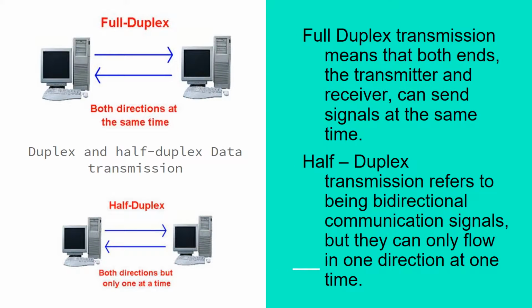Duplex and half-duplex data transmission. Full duplex transmission means that both ends, the transmitter and receiver, can send signals at the same time. Half-duplex transmission refers to bidirectional communication signals, but they can only flow in one direction at one time.